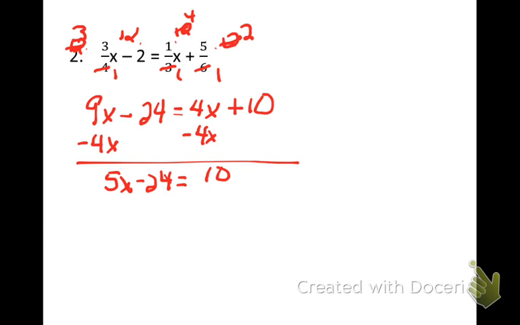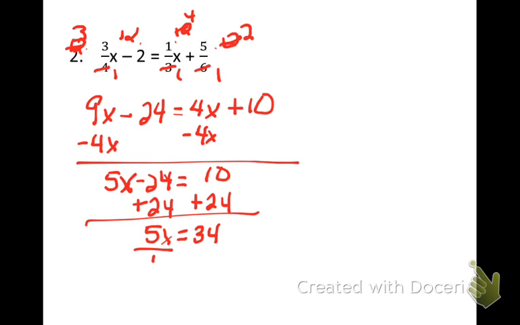Again, I want to get my variable here by itself, so I'm going to do the opposite of subtract 24, which would be add 24. I get 5x equal 34. Divide by 5. And since 5 won't go in there evenly, I'm just going to leave my fraction 34/5. It is in lowest terms, so I wouldn't have to reduce it.